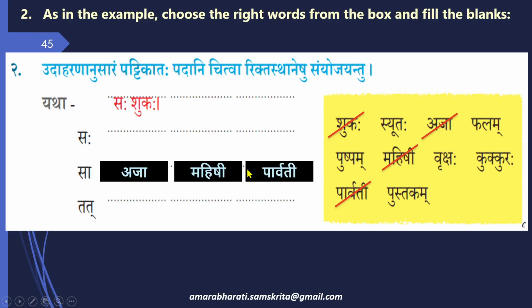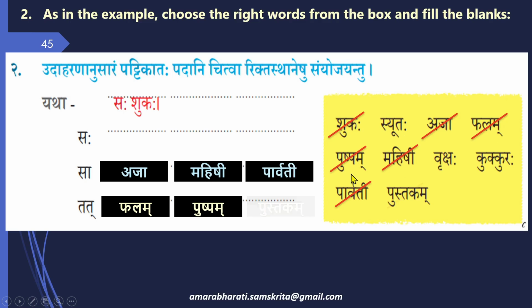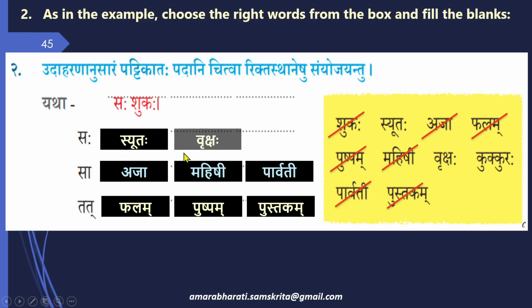Next, we'll look at which one to fill. Phalam, phale, phalam is a Napumsakalinga pada. Anything which is ending in the Prathama Vibhakti Ekavachanam will be Napumsakalinga. So phalam, pushpam and pustakam, we can strike off the 3. So the remaining 3 are obviously Pullinga. Shukaha, Vrikshaha and Kukkuraha.